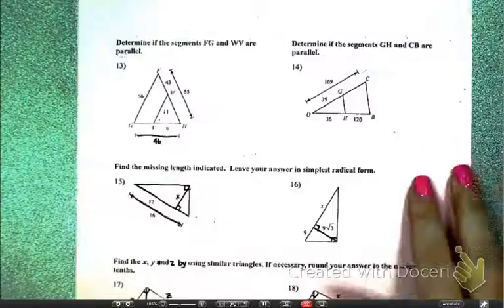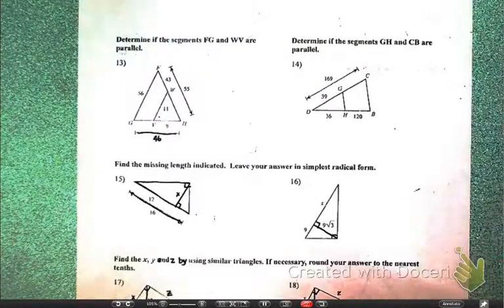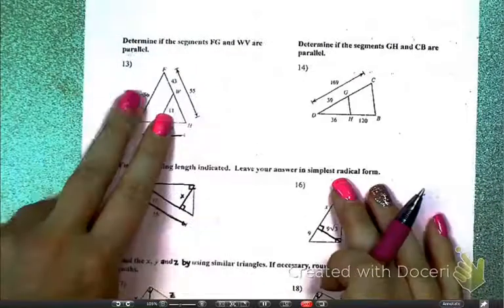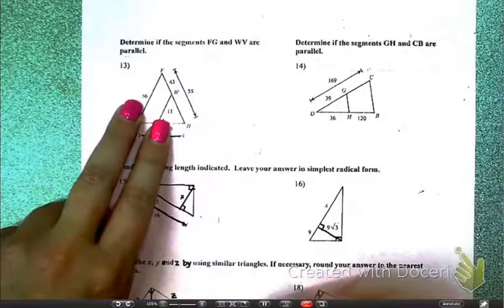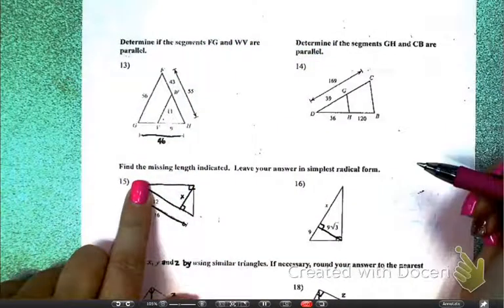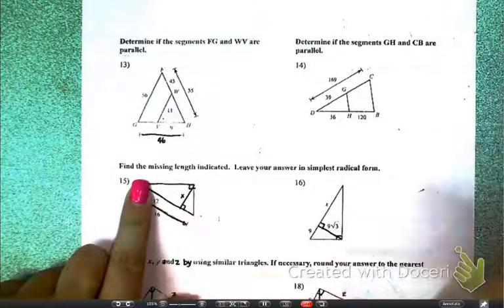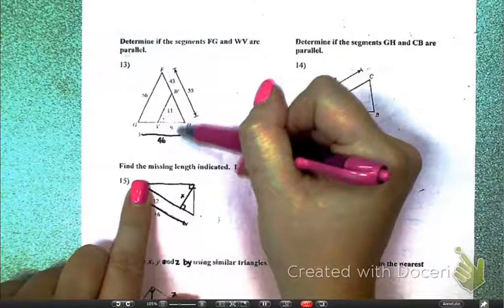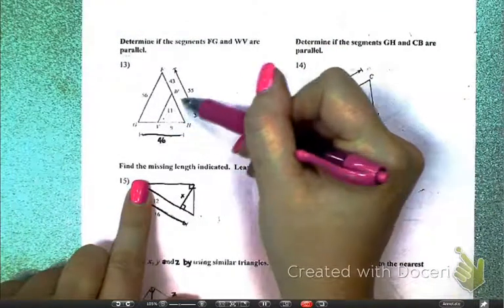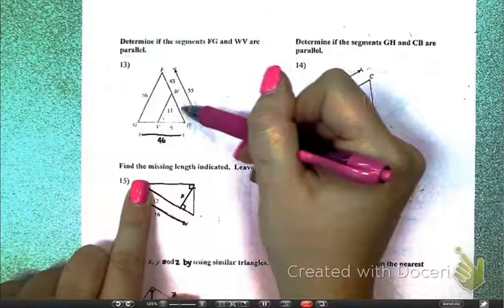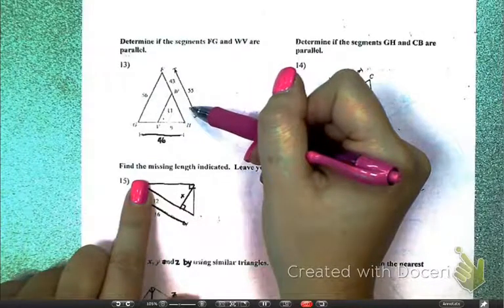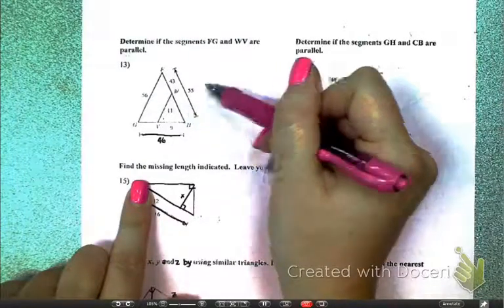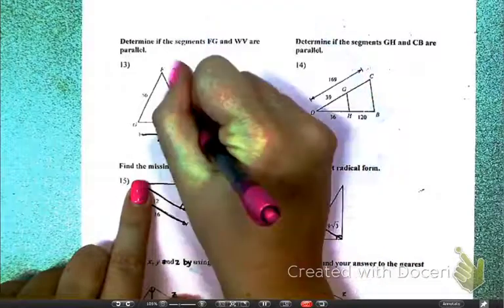Backside, determine if the segments are parallel. So you want to know if these 2 lines are parallel, which means we need to know if the pieces are proportional. Okay, again, you're comparing the same thing. So like, here's a 9. What matches up with 9? How'd you get 12? 55 minus that 43 is 12.